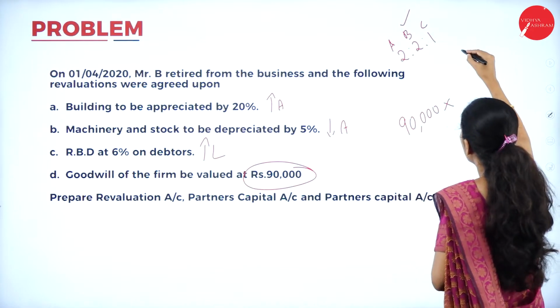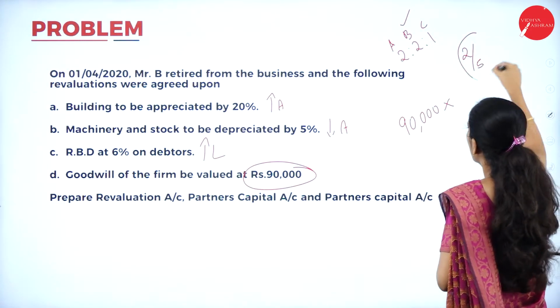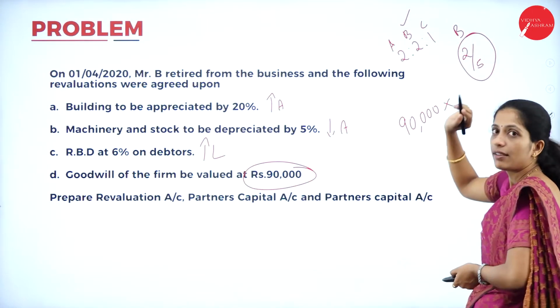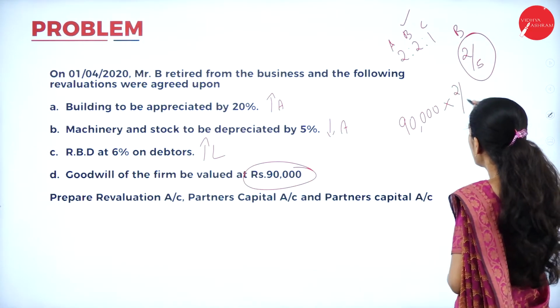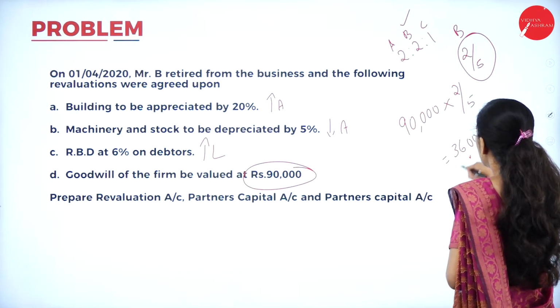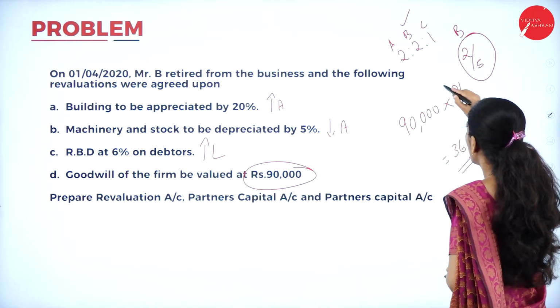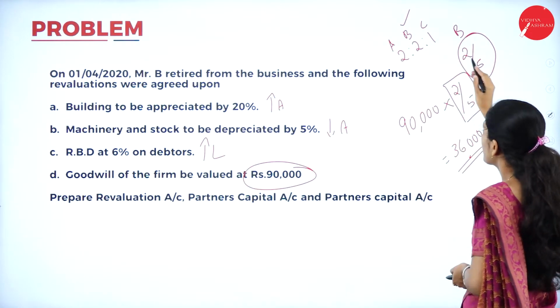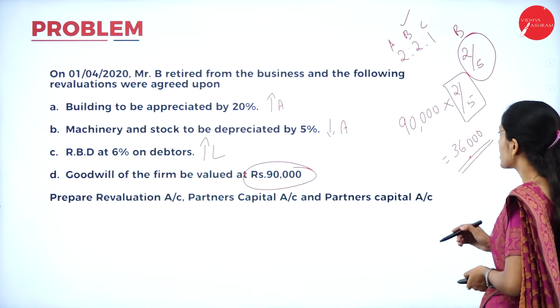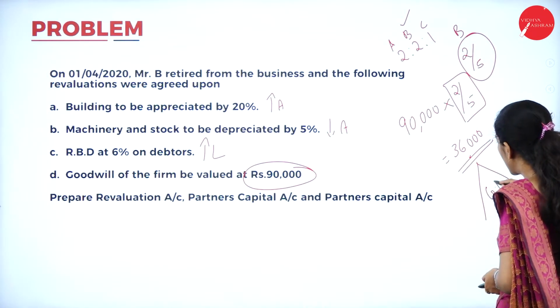So in the sense, 2/5. This is the share of B. Right? Now we have to take the share of B, 2/5. So we'll get 36,000. That is, 90,000 is the valued goodwill into the share of B, that is 2/5. You get 36,000. Now this 36,000 has to be distributed in the gain ratio.